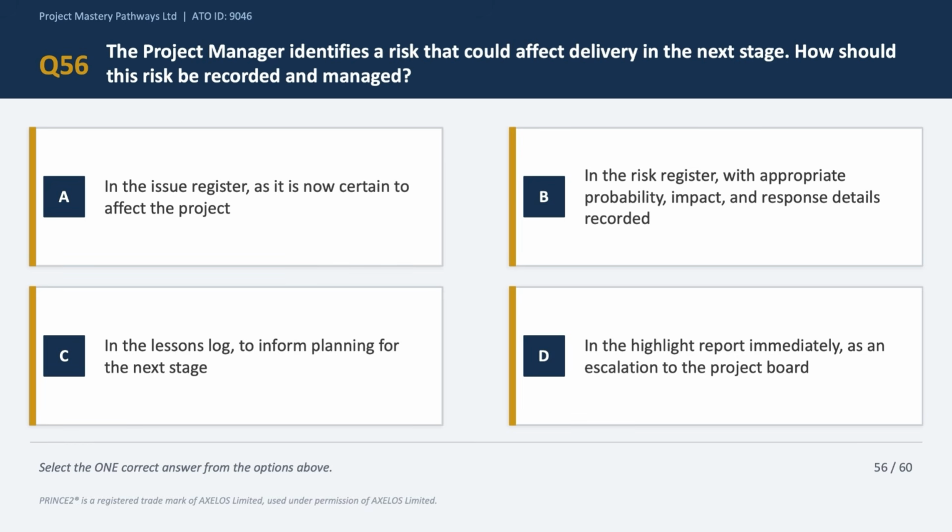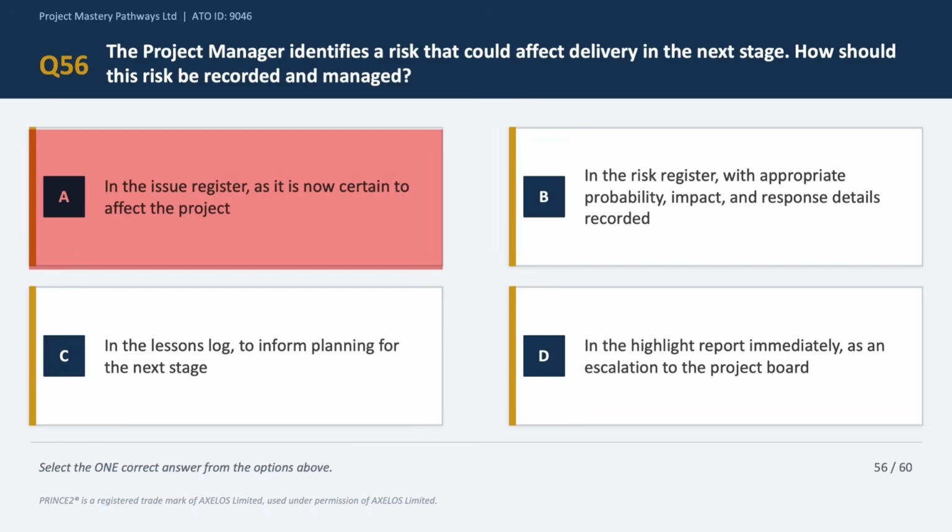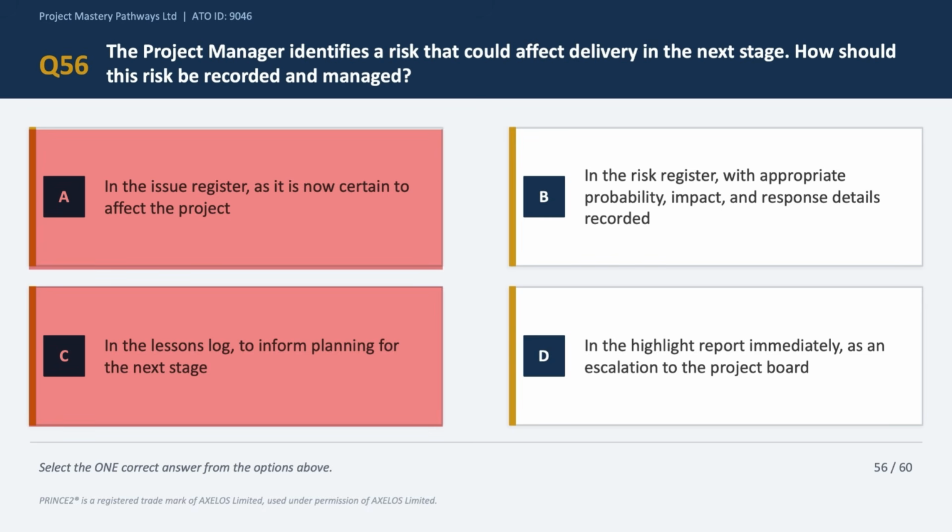Now option A says that it should be updated in the issue register because it is certain to affect the project. Now that is incorrect, right? As we have discussed, because the question says that this is a risk, okay, and not an event, okay? And risks are uncertain, issues are certain events, okay? And this is uncertain. So that is why option A is incorrect. Let's look at option C, which says that it should be updated in the lessons log. Now the lessons log is for capturing lessons identified during the project and not for recording active risks. So option C is incorrect as well.